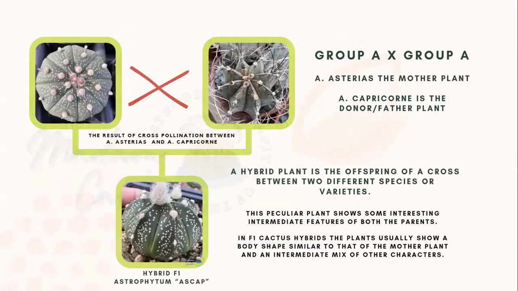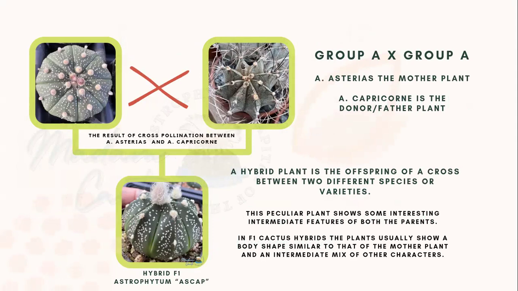So this is an example of what I tried to do in the garden. I grafted some of this, and then this is the seedling. So this is the first F1 hybrid.